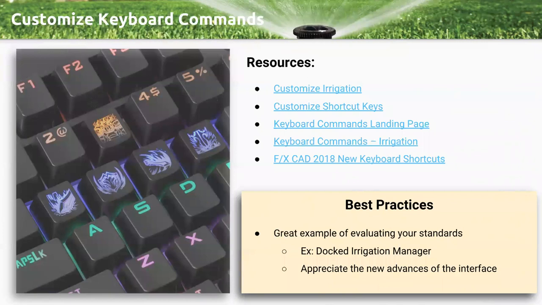However, just like the ability to relook at those standards from a broad level, understand that as these features and this interface improve, there are definitely faster ways of doing things. A great example of that is our docked irrigation manager. Before, you had to go up to the ribbon to place something. Now we can dock that irrigation manager and access everything from that specific dialog box without needing to go up to the ribbon. And further, we have customized shortcut keys as we're placing things.